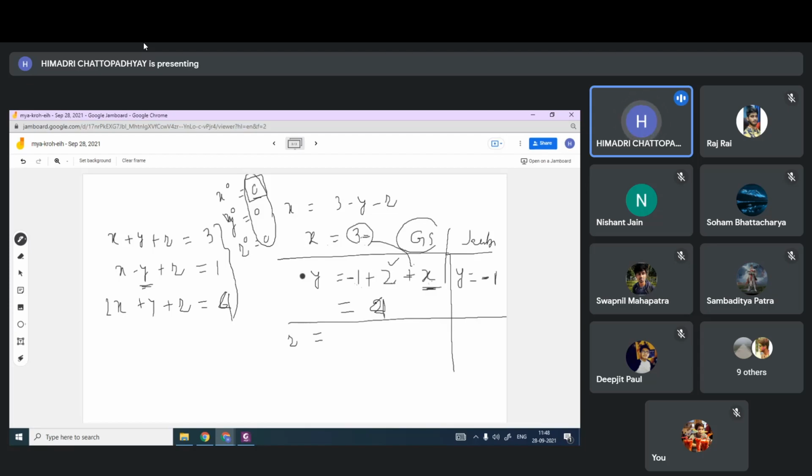Now z is how much? 4 minus 2x minus y. So in Gauss-Seidel iteration, you have already got x. So 3 into 3 minus 6, and y is 4, minus 10. So this becomes minus 6.